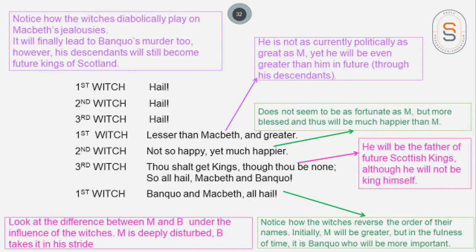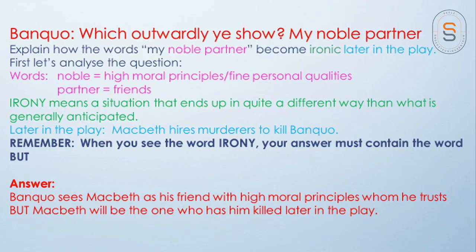Macbeth is deeply disturbed while Banquo takes it in his stride. Right, and this is where Banquo is addressing the witches, and then "my noble partner." Explain how the words "my noble partner" become ironic later in the play. Again, we analyze the question. Noble means high moral principles or fine personal qualities. Partner is my friend. Irony means a situation that ends up in quite a different way than what is generally anticipated. And then later in the play, Macbeth hires murderers to kill Banquo.